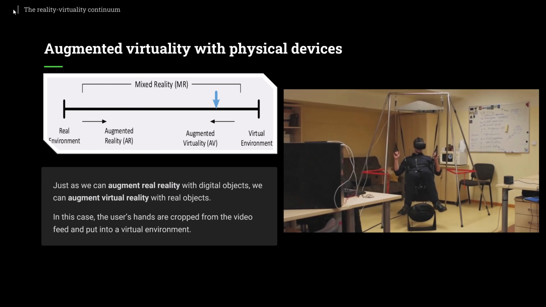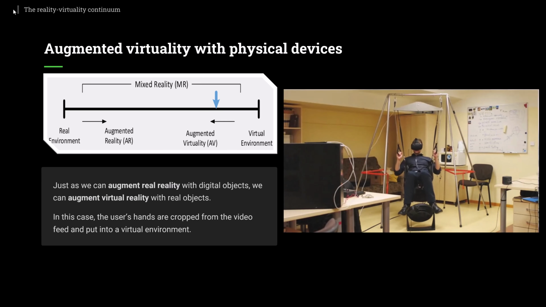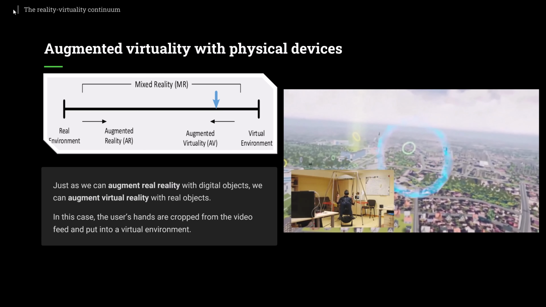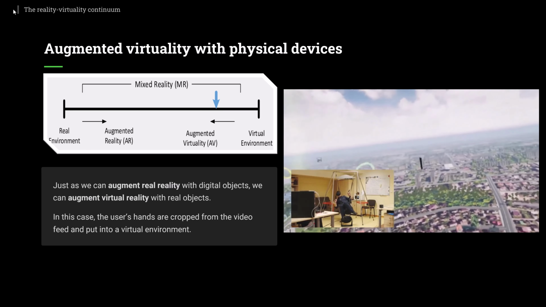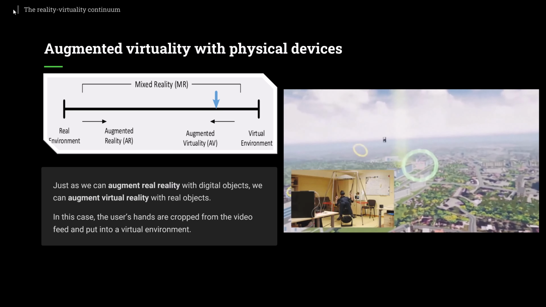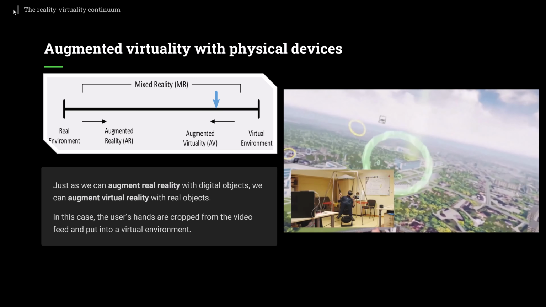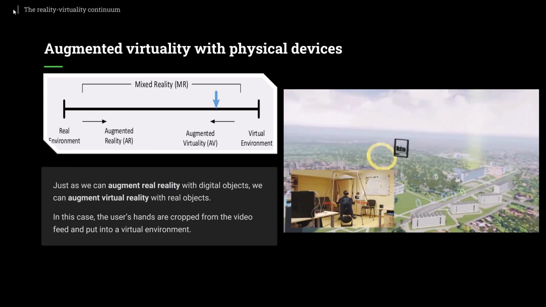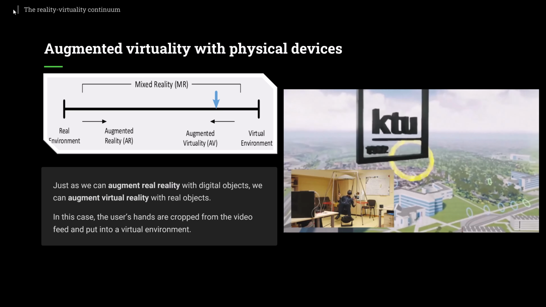In addition to visuals, we can augment virtual reality by incorporating other senses. Additionally, physical devices can be utilized to further enhance the overall experience within the virtual environment. In this example, you can see a paraglider simulator. It uses a fan to provide a sense of wind.